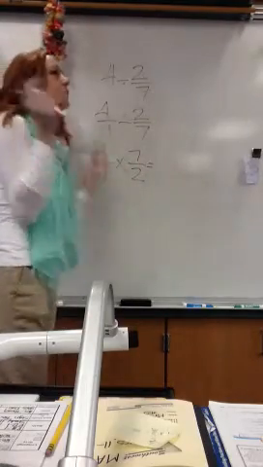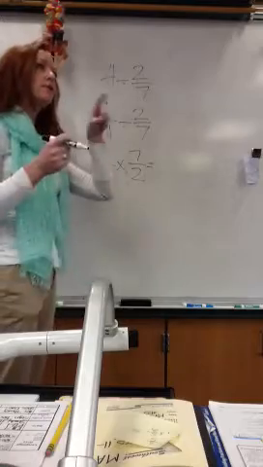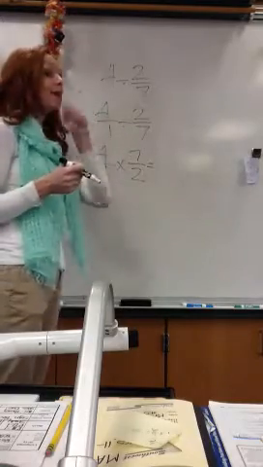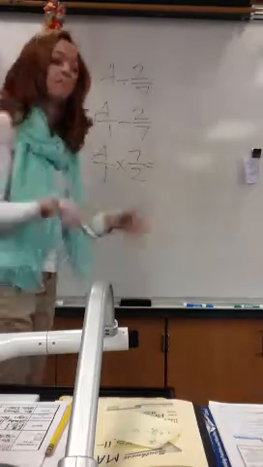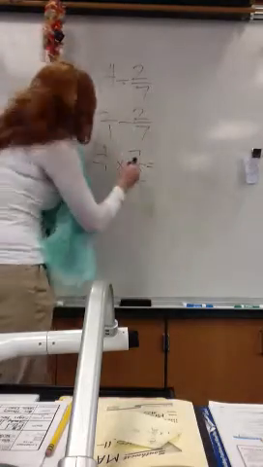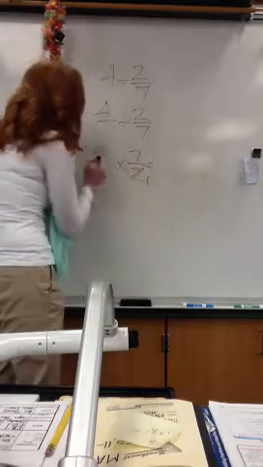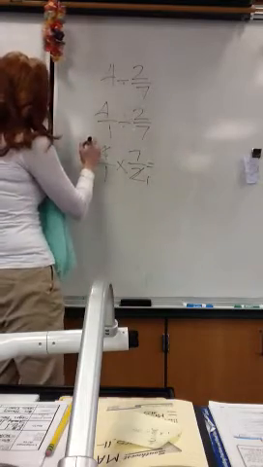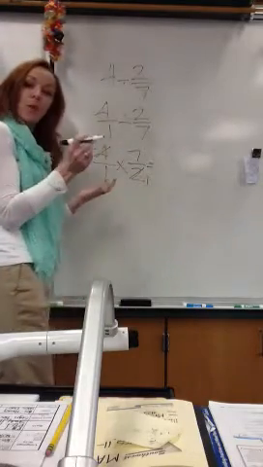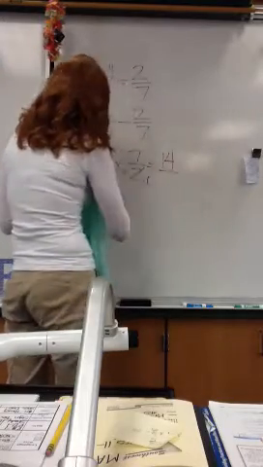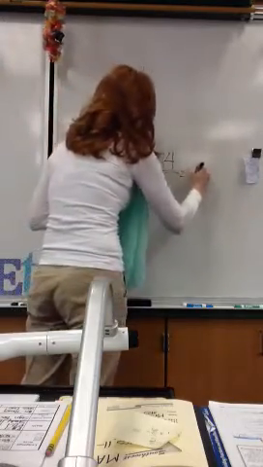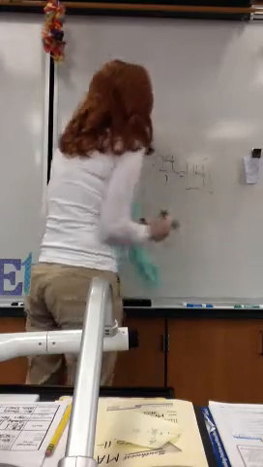2 and 4. Well, I'm going to start with 2. Can 2 divide into 2? It can. Can 4 be divided by 2? It can. All right, so I'm going to reduce by 2. 2 divided by 2 is 1. 4 divided by 2 is 2. Now I multiply. 2 times 7 is 14. 1 times 1 is 1. I know that is the whole number 14.